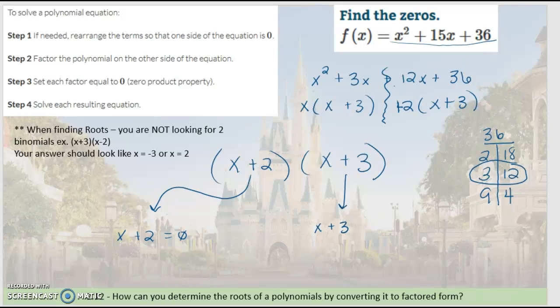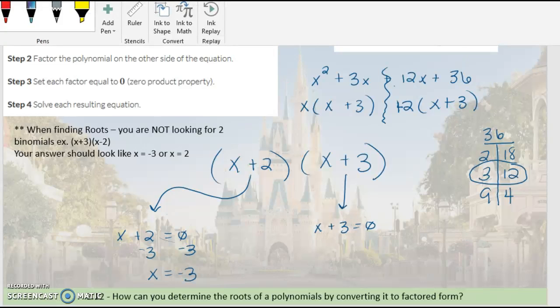X plus 3 equals 0. And then we just have to get x by itself. So minus 3, minus 3. X equals negative 3. Oh, I'm minusing 3 on the wrong one.